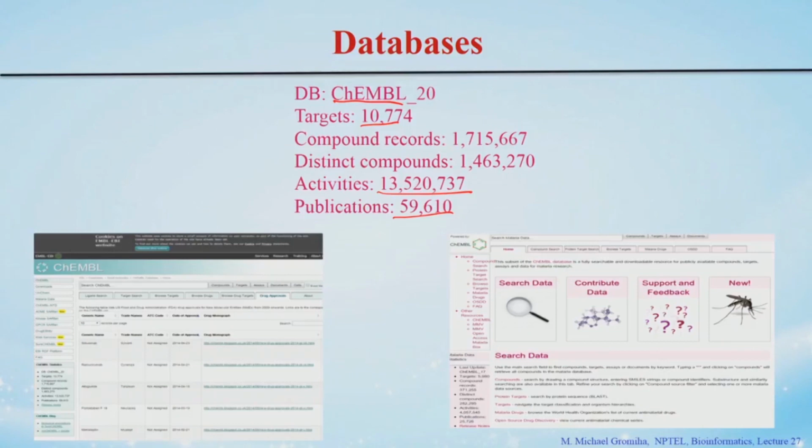So, this is the website of the ChEMBL database, and you have various options to get the data. For example, you can search with the ligand, search with the target, and also you can search with the approved drugs. So, you can search the data or you can contribute the data, or also you can give feedback, and they also give all the different information from this particular database. They are also focusing on some specific diseases, for example, malaria drugs.